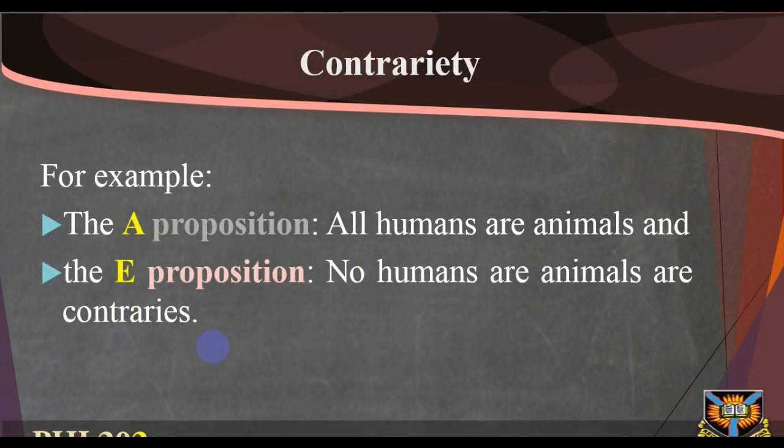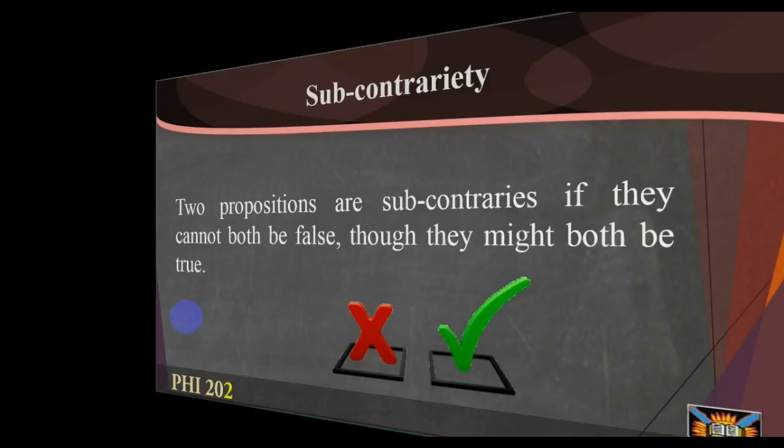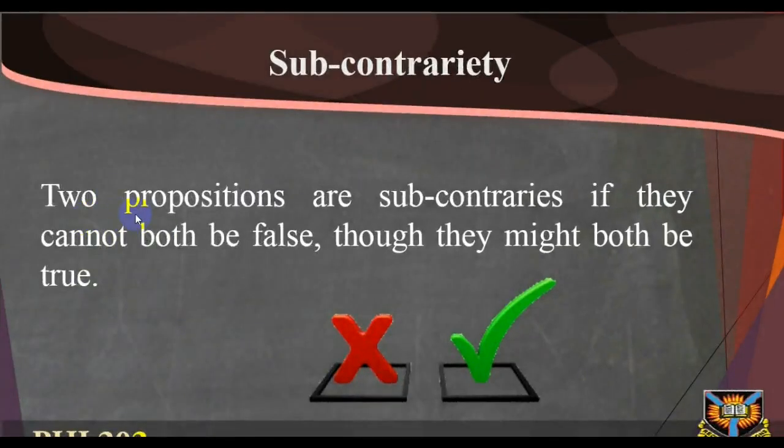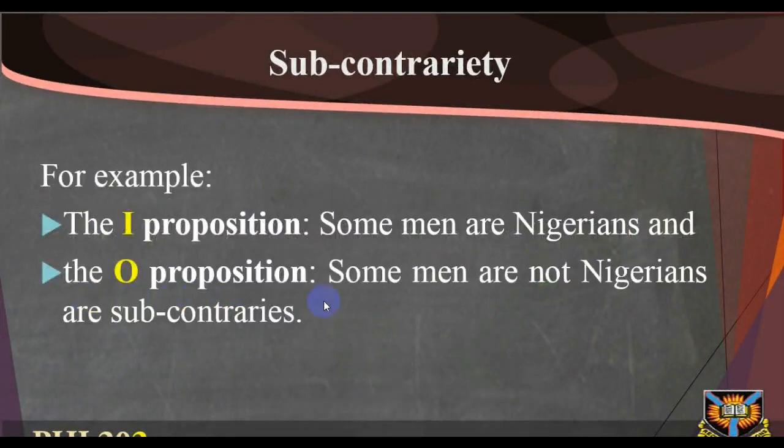3. Subcontrariety. 2 propositions are subcontraries if they cannot both be false, though they might both be true. The I proposition, some men are Nigerians, and the O proposition, some men are not Nigerians, are subcontraries.